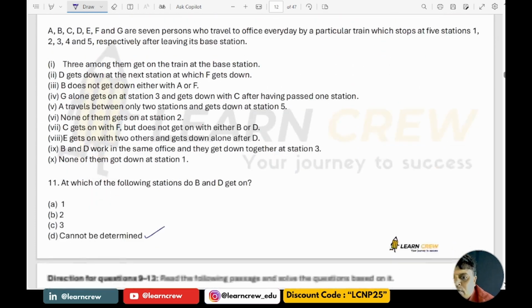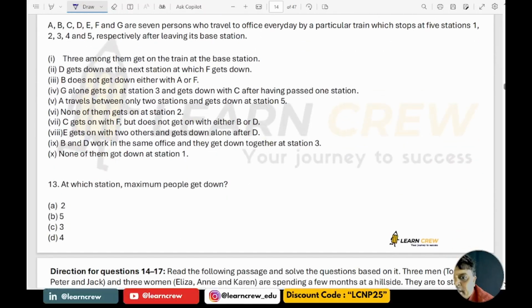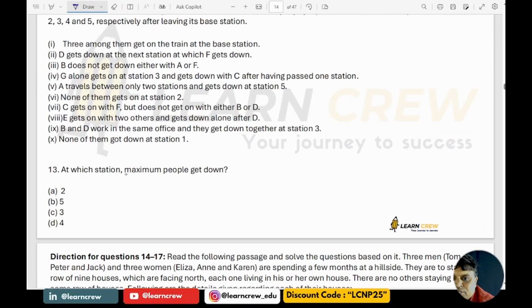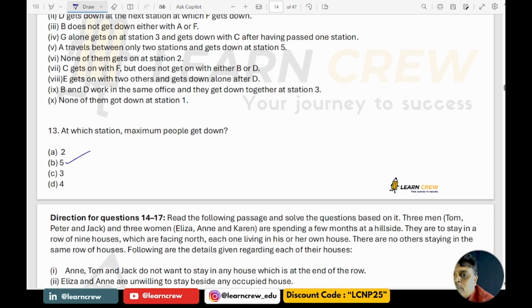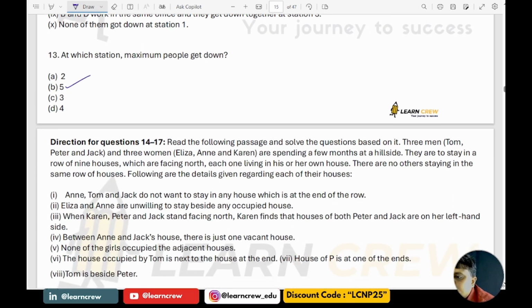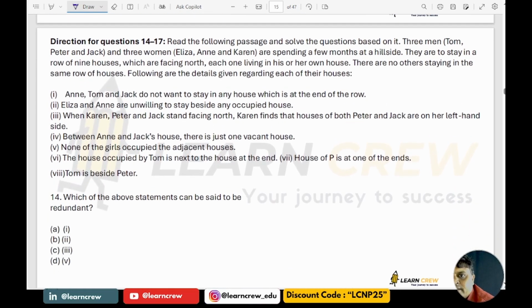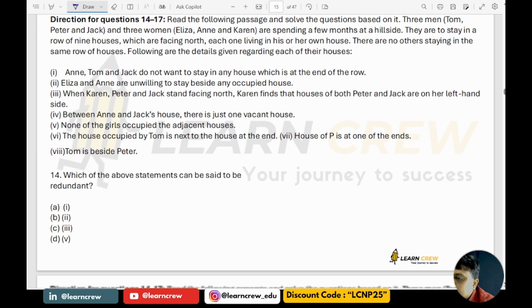It is asked for most of the people getting down. At which station do maximum people get down? So the answer is 5th station. 3 people, A, G and C. So option is B. Once you form the chart, the arrangement chart, answering is not a difficult task. You can just complete the answers in just 1 minute. All the arrangement is done.